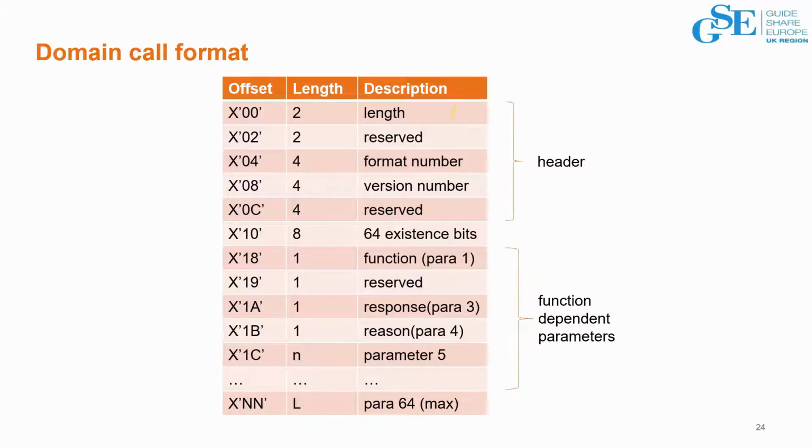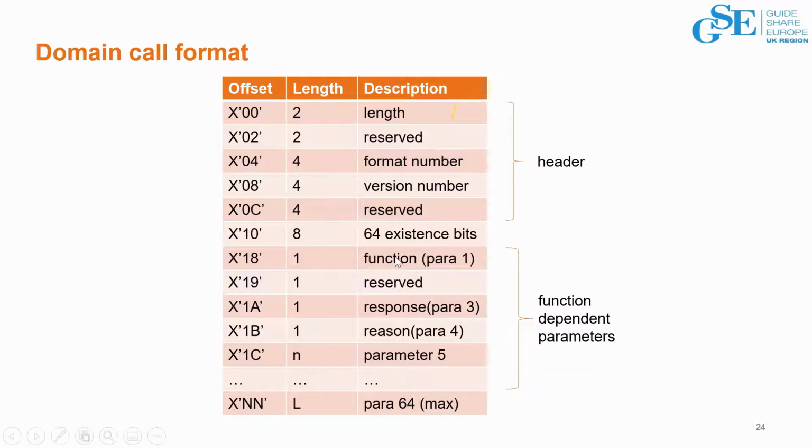Now, when one of these domain gates is used, it passes a COMMAREA or storage or a parameter list, whatever you want to call it, in register 1. And the parameter list has a very specific format, as you can see on this page. It has a 16-byte header, with 8 bytes of existence bits. Then the first 4 parameters are always the same, and the rest is variable depending on what that particular domain gate call does.